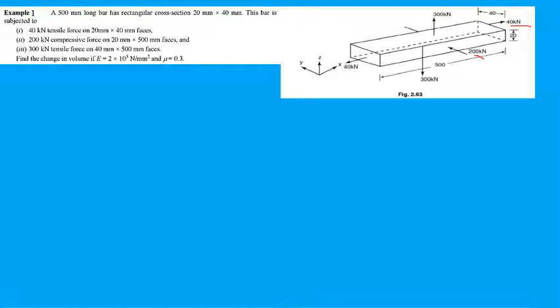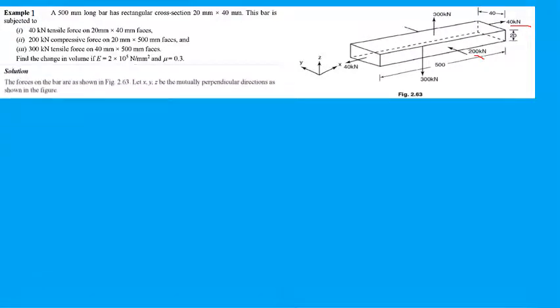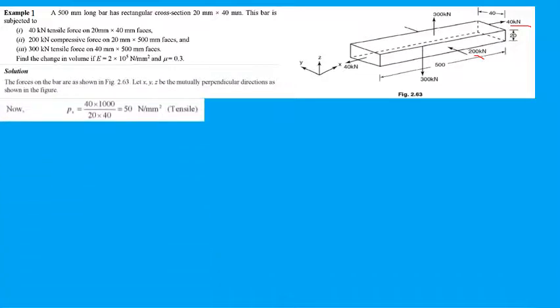The first step is to find the stresses acting on the three mutually perpendicular faces. Across the x-axis, sigma x is equal to load by area. Across the x-axis the load is 40 kN, therefore 40 into 1000 divided by the area, which is 20 mm by 40 mm, so 20 into 40.